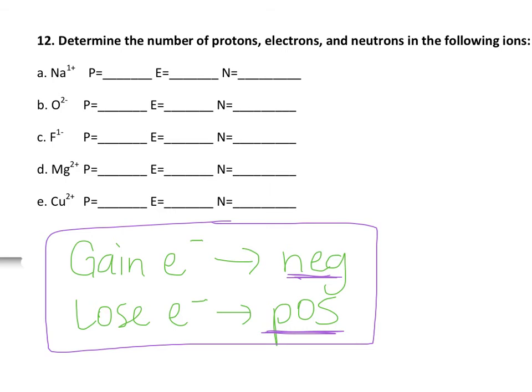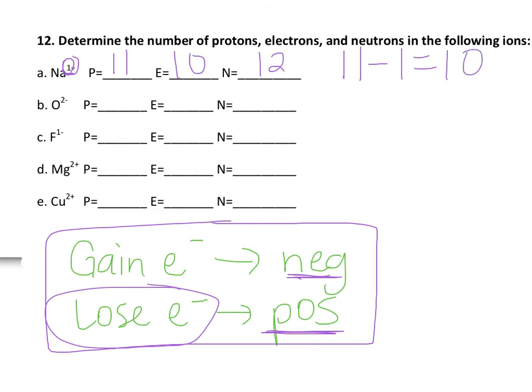So sodium, if you look at sodium on the periodic table, sodium has an atomic number of 11. And if you subtract that from its mass, you're going to get 12 neutrons. Now, if this was neutral, it would also have 11 electrons. But it's not. We know that because it has a +1 charge. So if it is positive, that means it lost electrons. So it lost the number of electrons that is the charge. So it lost 1. So that means this positively charged ion has 10 electrons.